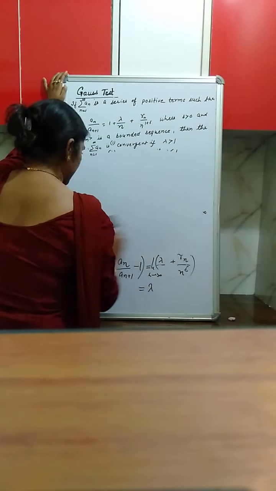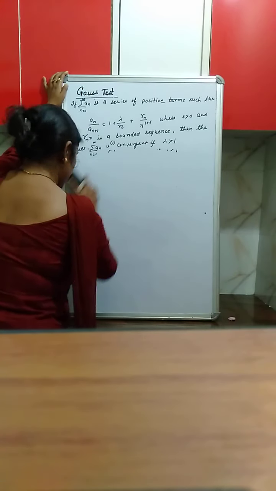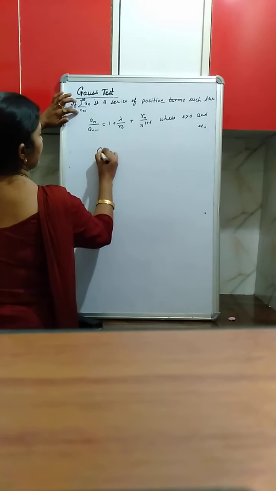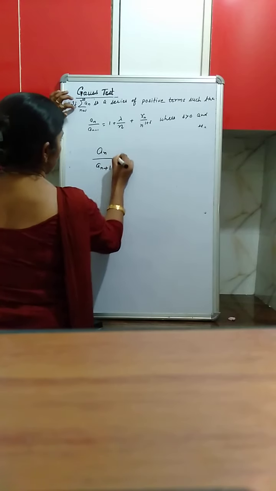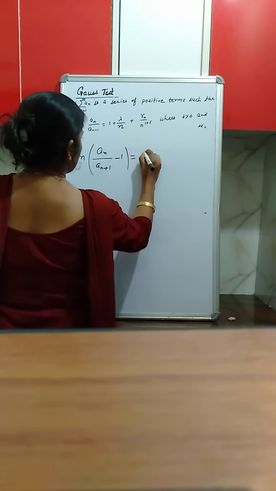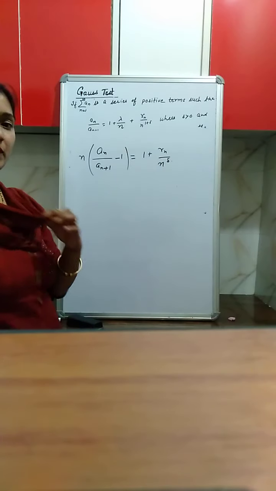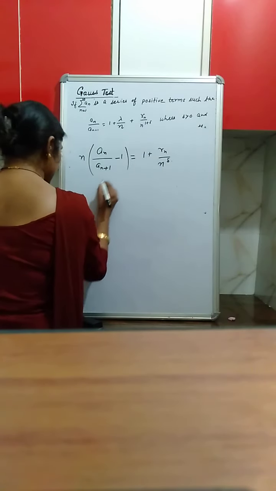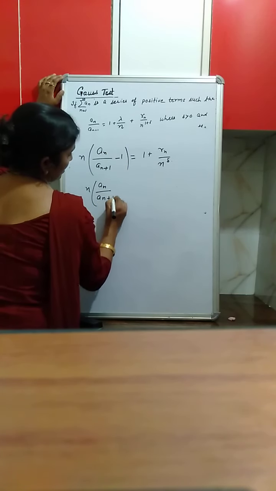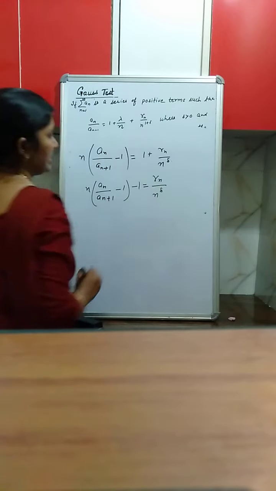So when lambda is equal to 1, what do we have? a_n upon a_(n+1) minus 1, into n, is equal to lambda, which is equal to 1. So it is 1 plus gamma_n upon n raised to the power delta. Next we do De Morgan and Bertrand test. So subtract 1 again. n into a_n upon a_(n+1) minus 1 minus 1 is gamma_n upon n raised to the power delta.